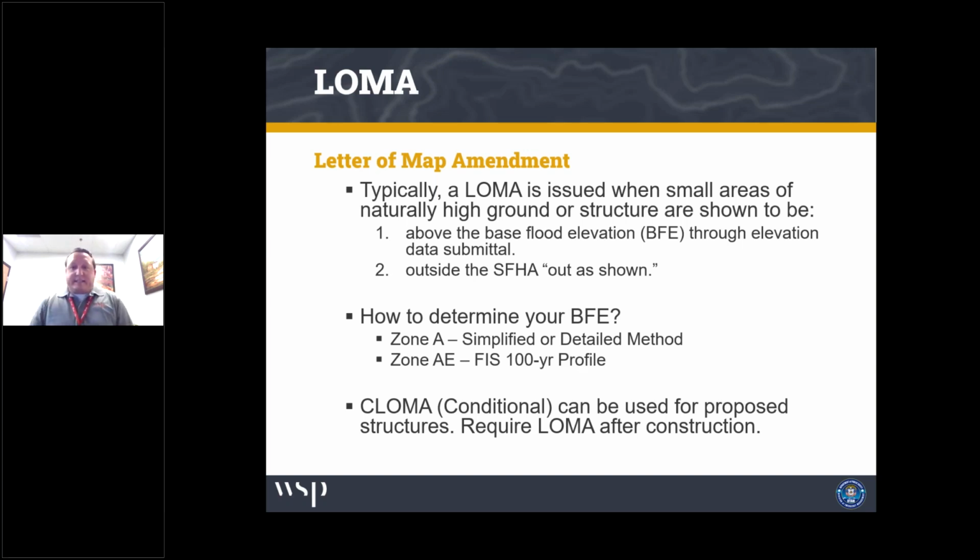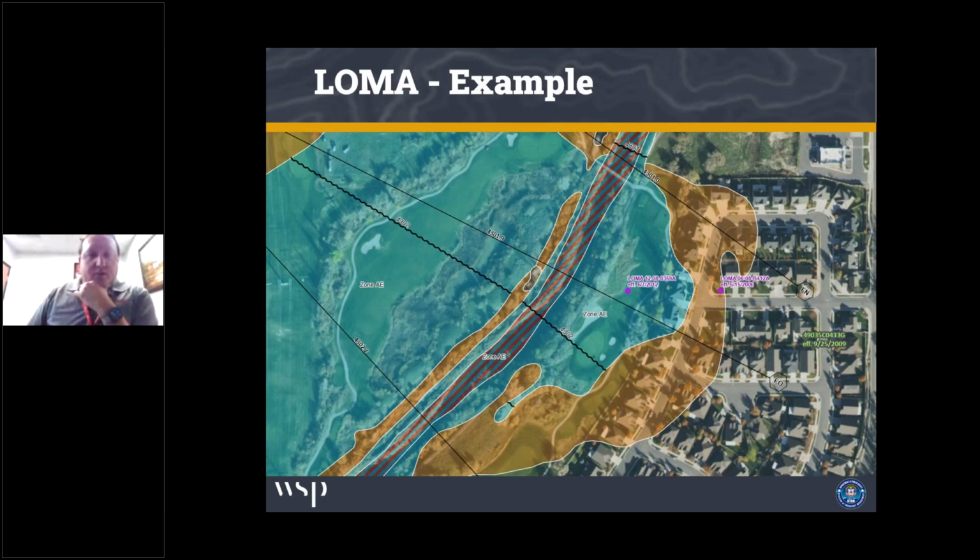Let's look at one example of a LOMA. This is along the Jordan River. The Jordan River mapping through this area is Zone AE. We've got base flood elevations, and based on the natural ground, it was determined that these houses here, plus these houses here, that are shown.